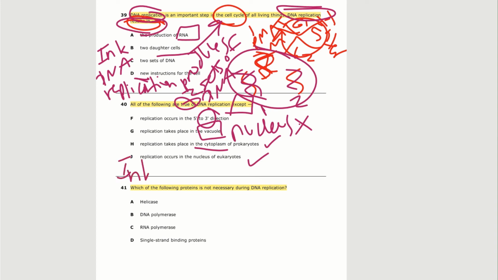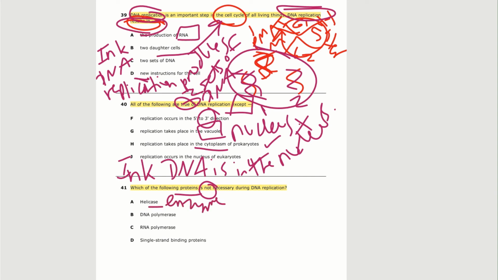I now know DNA is in the nucleus. So where would replication happen then? Well, in the nucleus, because that's where DNA is, right? So which of the following proteins is not necessary during DNA replication? So I don't need it. Helicase. Helicase is an enzyme.